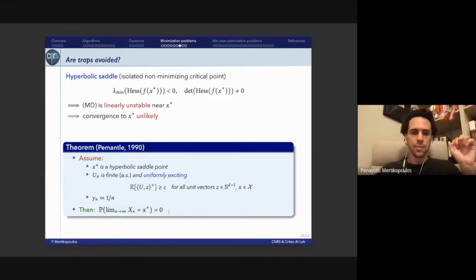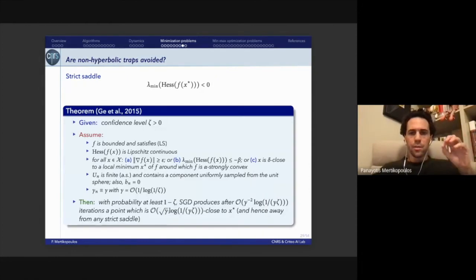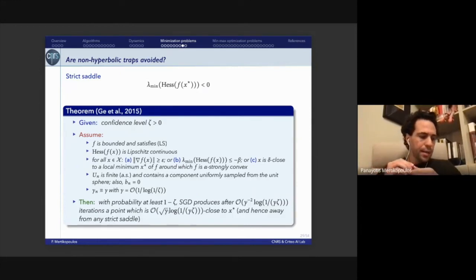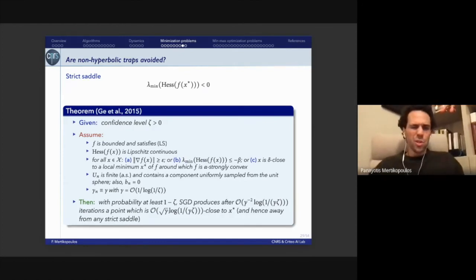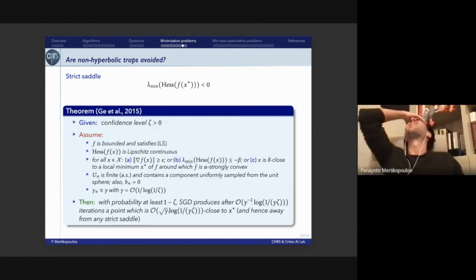There was a result of a different form by Ge et al. in 2015, which was further, I think, there was another paper in 2016, but I'm not sure.